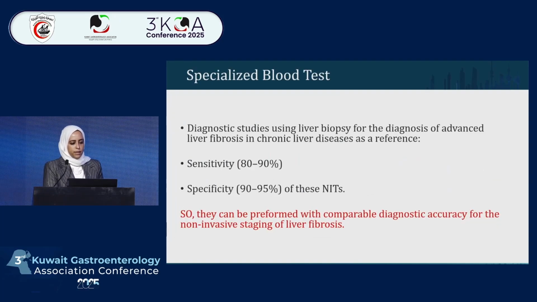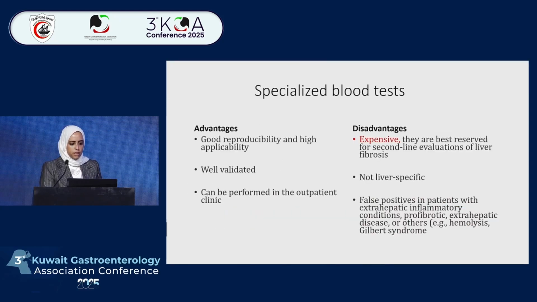So these specialized blood tests are diagnostic studies using liver biopsies for the diagnosis of advanced liver fibrosis and chronic liver disease as a reference. Their sensitivity is 80 to 90%. Their specificity is quite high as well. So they can be performed with comparable diagnostic accuracy for the non-invasive staging of liver fibrosis. However, they are expensive. They are best reserved for second-line evaluations of liver fibrosis.